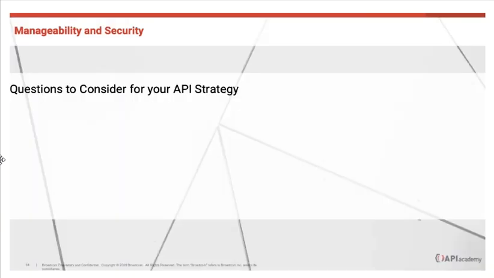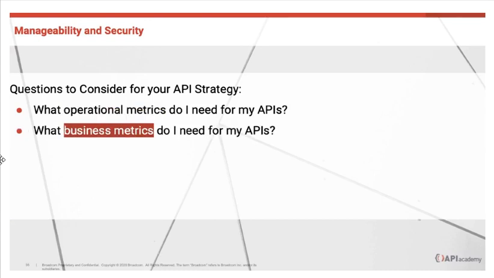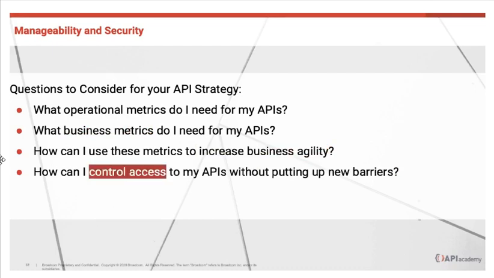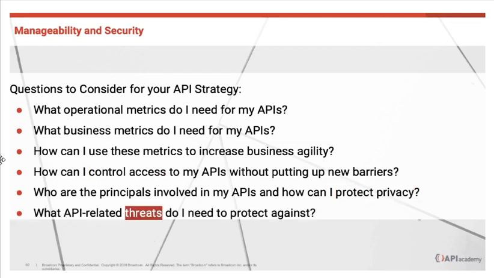Are you taking the right precautions with your API strategy? Consider the following questions. What operational metrics do I need for my APIs? What business metrics do I need for my APIs? How can I use these metrics to increase business agility? How can I control access to my APIs without putting up new barriers? Who are the principals involved in my APIs, and how can I protect privacy? What API-related threats do I need to protect against?